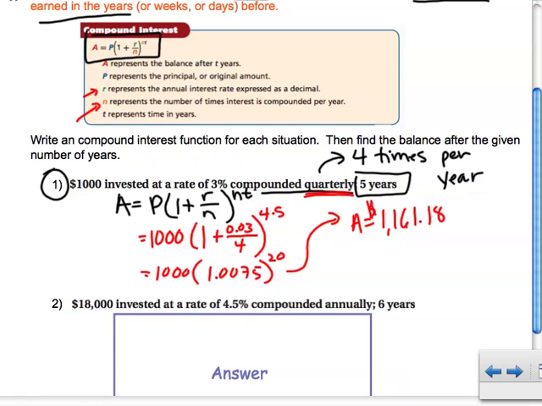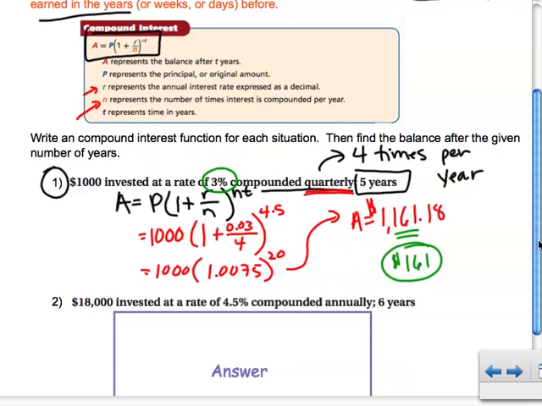$1,161.18. Okay? What's nice here is that you're gaining money by just letting your money sit in the bank. Okay, 3% is a fairly small percentage, so you're really only going to earn about $161 in extra interest money in 5 years. But hey, it's free money, so you can't turn it down.